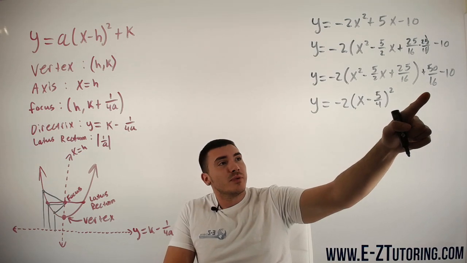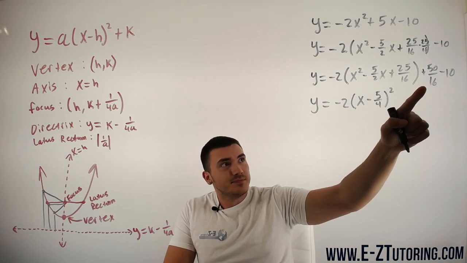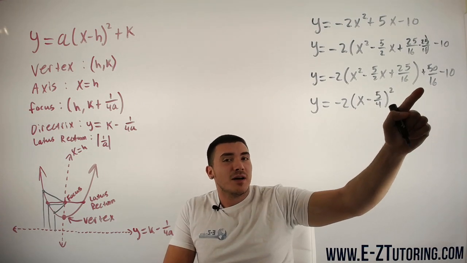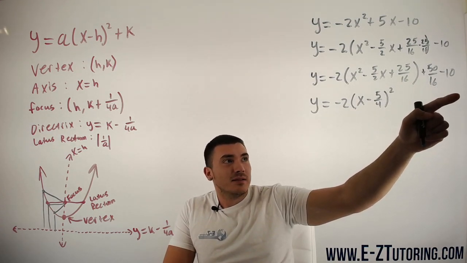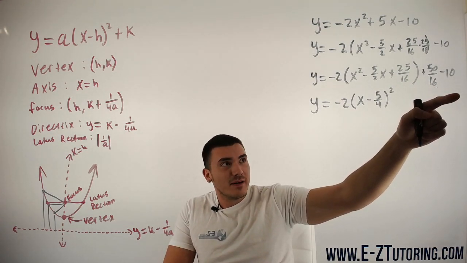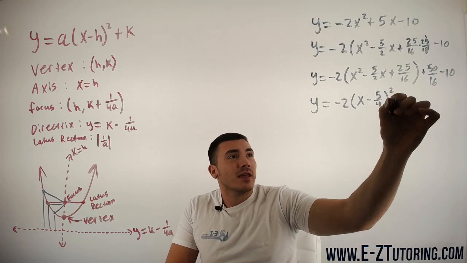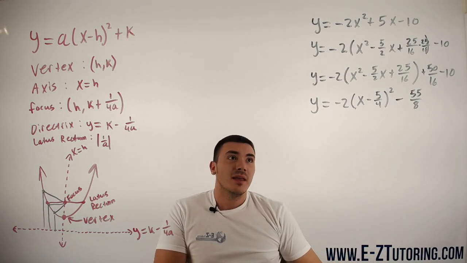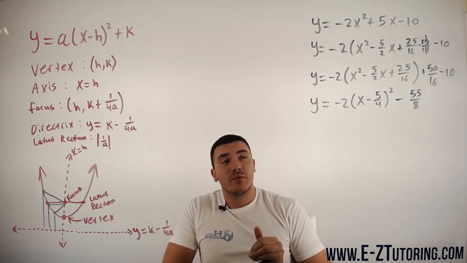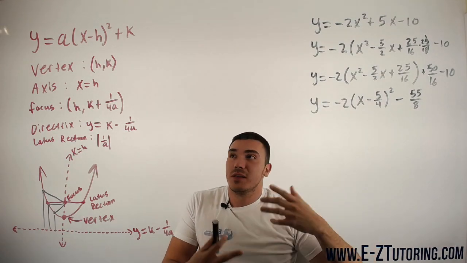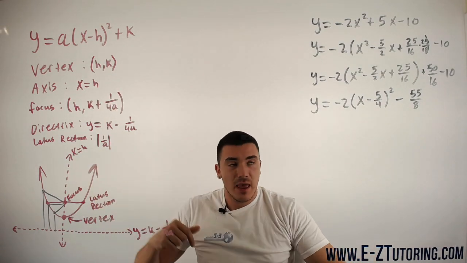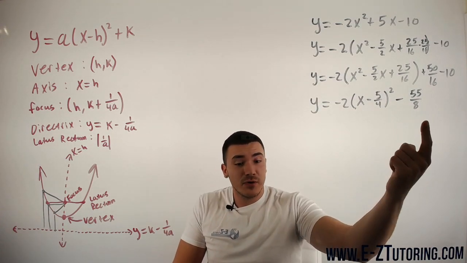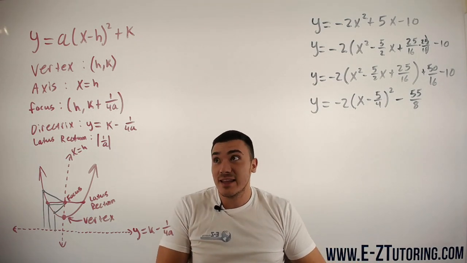And then we can go ahead and combine these numbers. 50/16 is really 25/8. 10 is really 80/8. 25 minus 80 will give you 55/8. So that is minus 55/8. Okay, so we finally got it in vertex form, which means we can finally start finding these things. Like I said, your first step is to always rewrite your equation and get into vertex form. That will make life a lot easier.